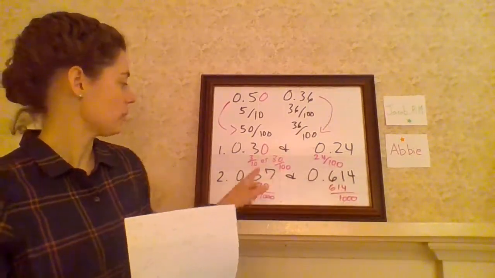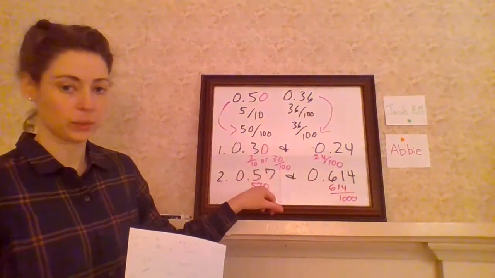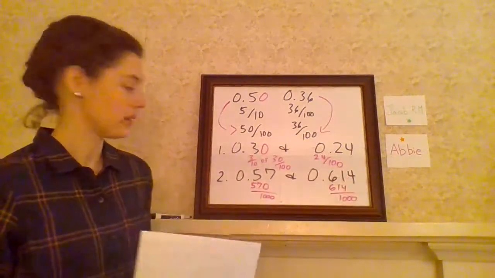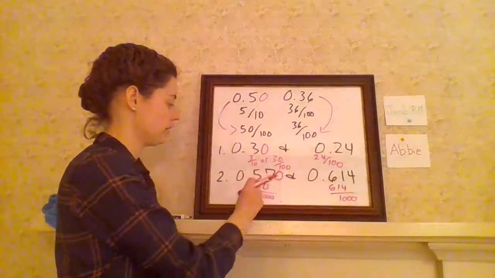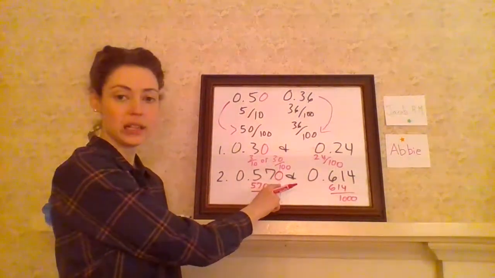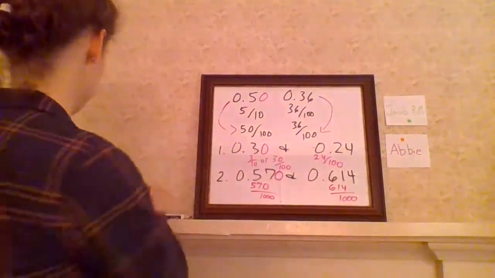At a glance it looks bigger, and it is. You can also tell by looking at the first number after the decimal. What's larger, 5 or 6? 6 is larger, so that's the larger number. Or we can add our 0 here, just like we did for the fraction, and we can see 570 thousandths is smaller than 614 thousandths.